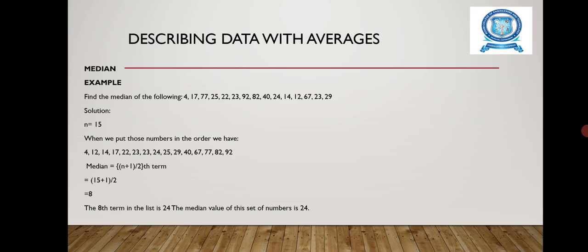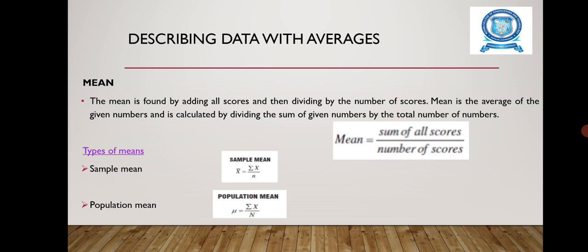So example, find the median of the following. If it is given like this, then solution is n is equal to 15. When we put those numbers in order, we have like this. So median is equal to (n plus 1) by 2 th term. So we'll get (15 plus 1) by 2, that is 8. The 8th term of the list is 24. So the median value of the set of numbers is 24.